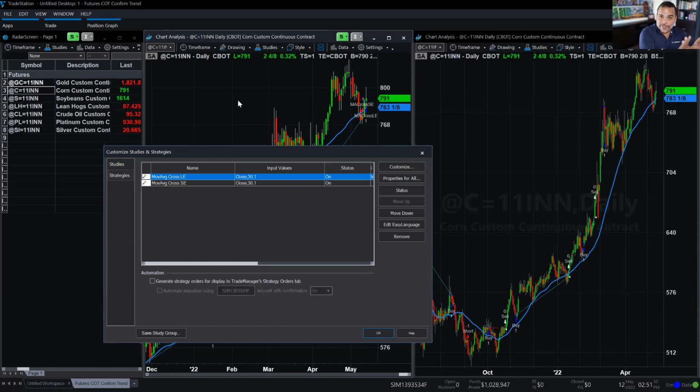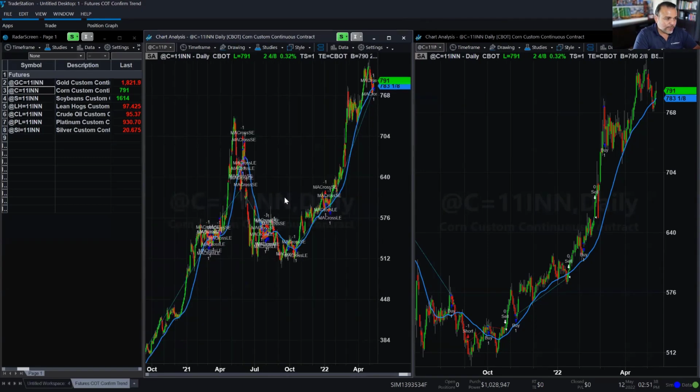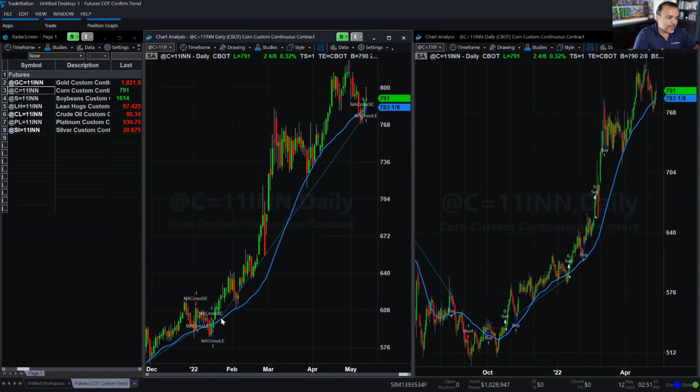Does that make sense? Very simple strategy. And if we look at the chart itself, let me pull it up, let me pull it in a little bit. So you can see that market activity crosses to the upside. We see a long trade. The long trade is held until we have a cross to the bottom side.